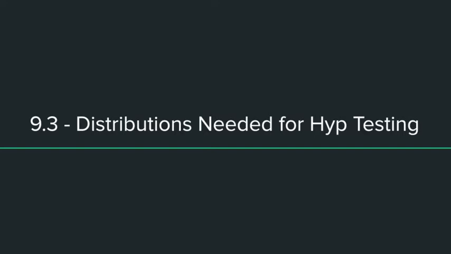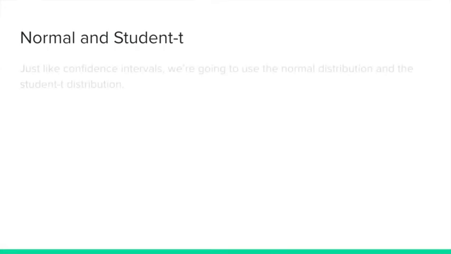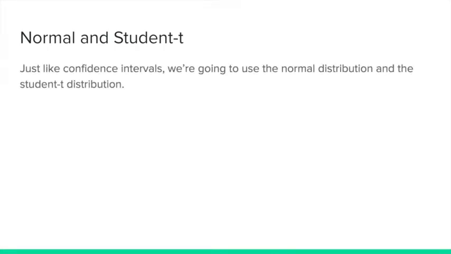Section 3 we're going to move through really quickly. We're just going to discuss which distributions you should use for each type of hypothesis testing that we're going to encounter in Chapter 9. So basically it's going to be the same two that we used for confidence intervals. Okay, the normal distribution in some cases, the student t distribution in other cases.